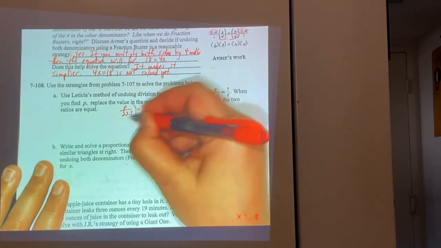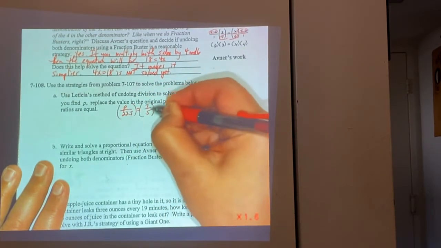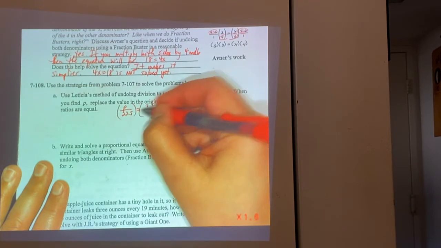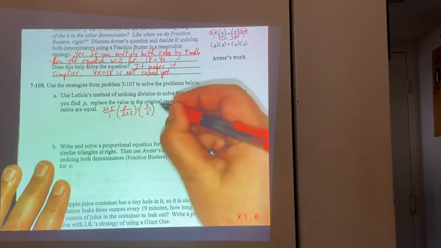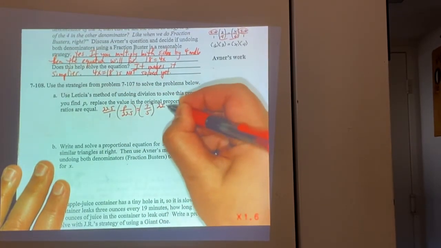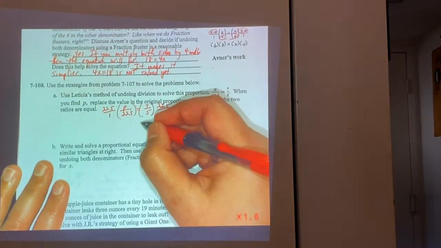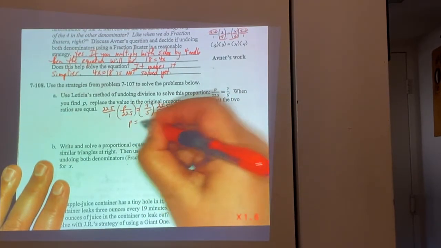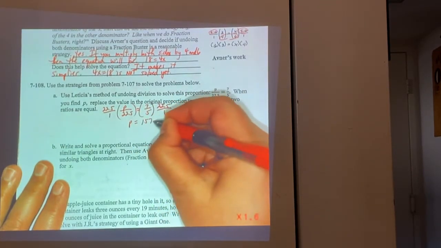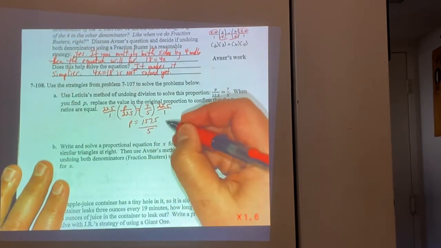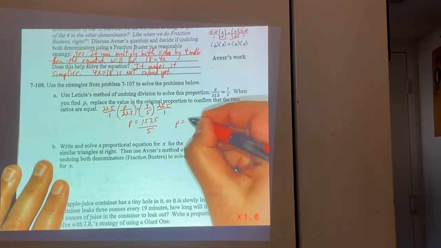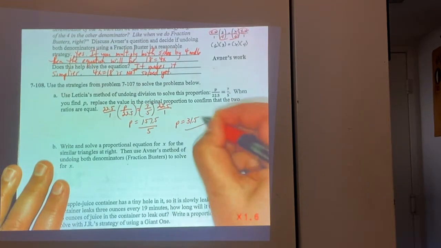Okay, these are my originals. I'm going to multiply by the denominator that's under the P. So I'm going to multiply this by 22.5 over 1, and then this side by 22.5 over 1. So then I get P equals 157.5 divided by 5. So then P equals 31.5.